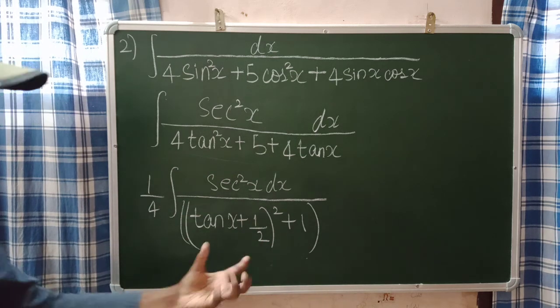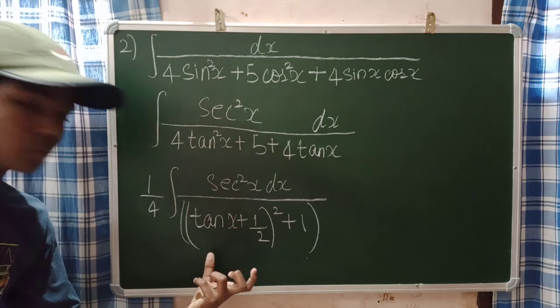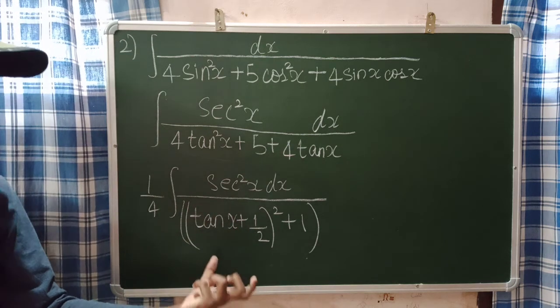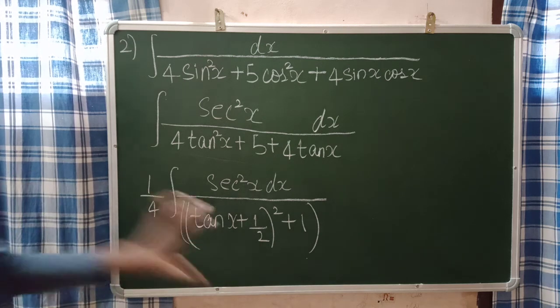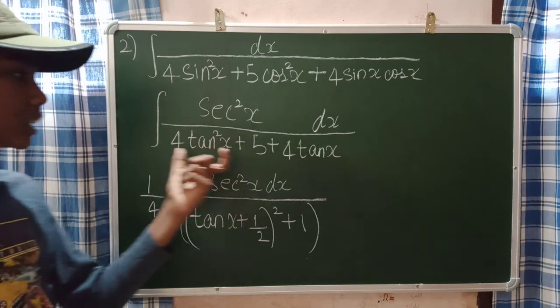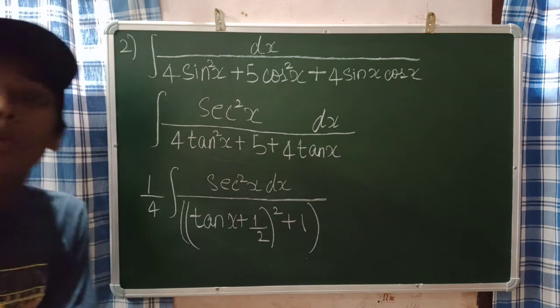Because guys, when you evaluate this value, when you multiply 4 in the denominator, by multiplying 1 by 4 with the inside value, you will be getting 4 tan square x plus 5 plus 4 tan x. You do your rough work.